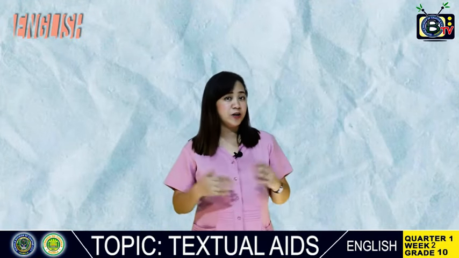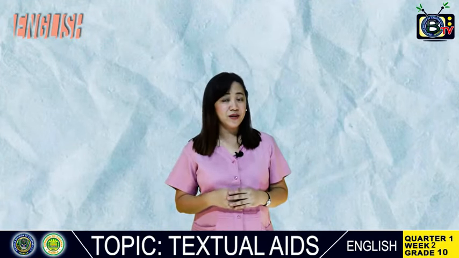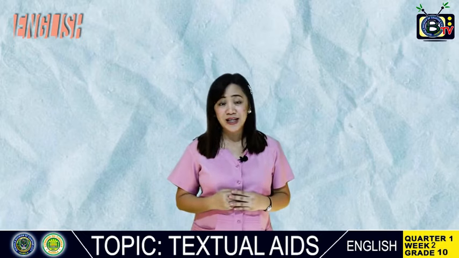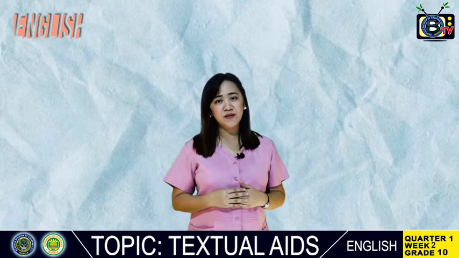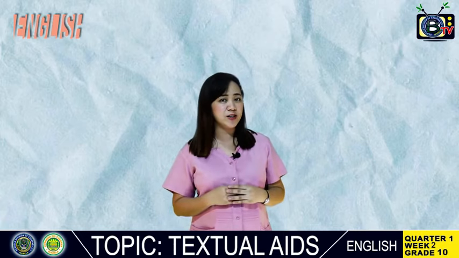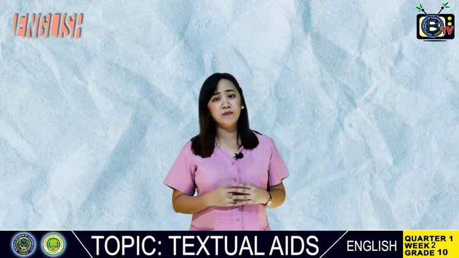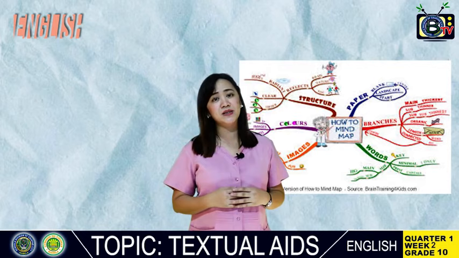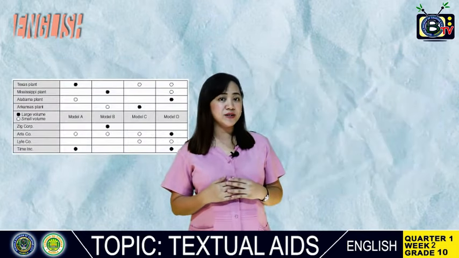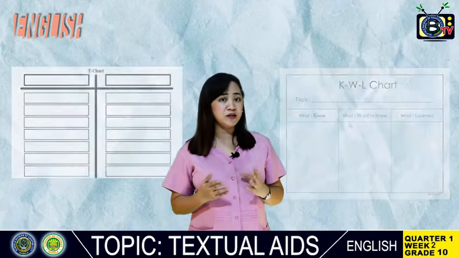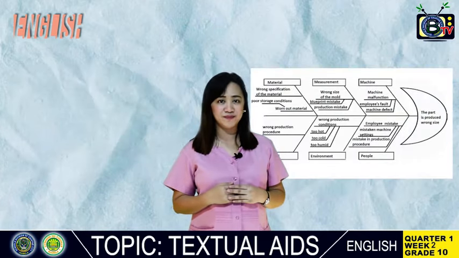Did you understand our topic for today? Can you now define textual aids like graphic organizers? Text aids are visual elements which help learners and readers understand and remember the content easier. Some examples of these are advance organizers like Mind Maps, Cluster Maps, Venn Diagram, Matrix, KWL Chart, T-Chart, and Fishbone.